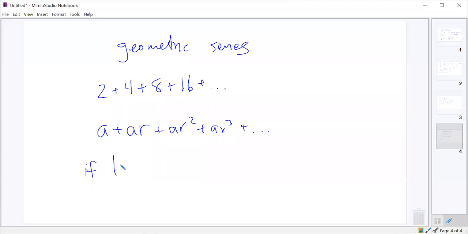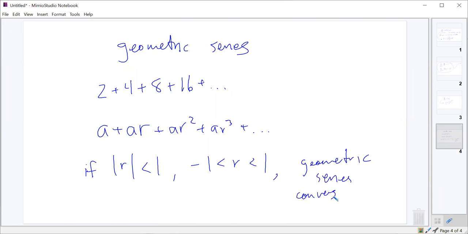If the absolute value of r is less than 1, or r is between -1 and 1, the geometric series will converge. And it should converge to a over 1 minus r. So your first term divided by 1 minus your common ratio. If r equals 1, or r is greater than 1, or less than -1, then the series will diverge. So it's easy to tell if a geometric series converges or diverges. Just look for that common ratio.